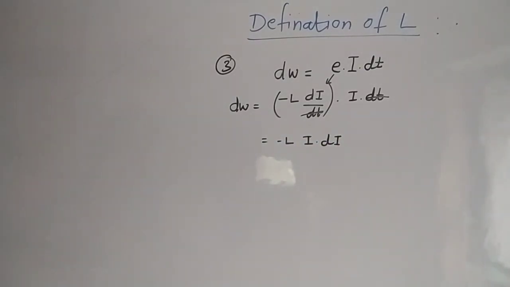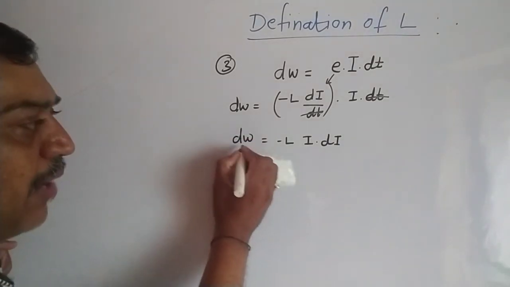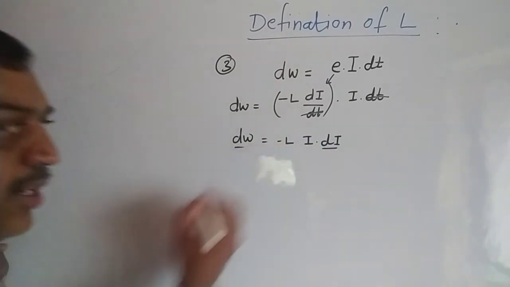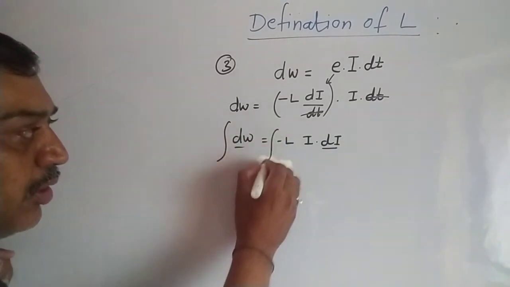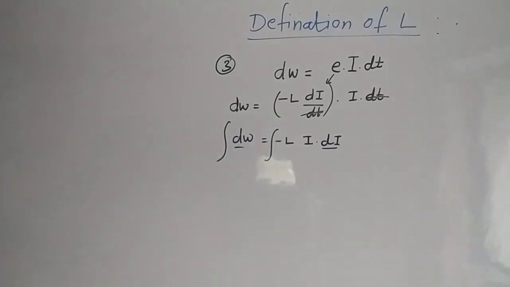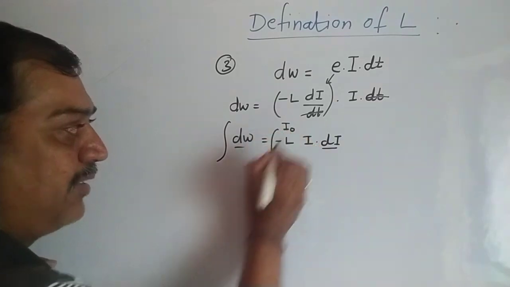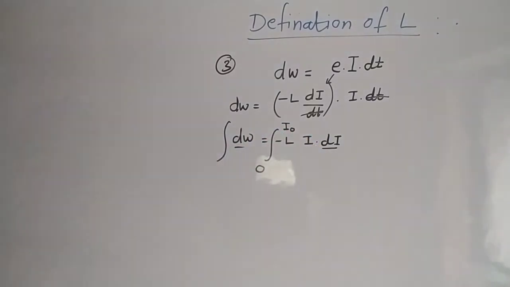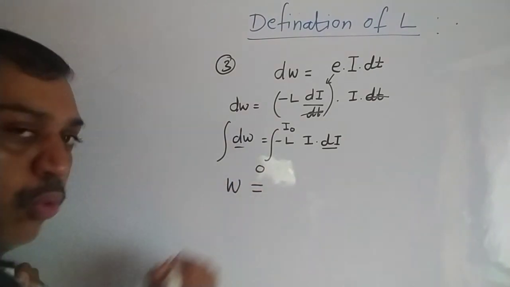That is the small work done required against the opposite EMF produced. This is the small work done we have calculated for a small current di. Now I want to find the total work done, so integrate both sides of this equation. The current changes from 0 to its maximum value I0, so the limits of integration are 0 to I0. The integration of dW is W, the total work done.